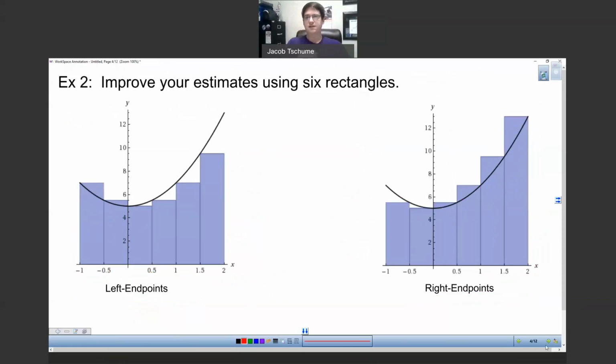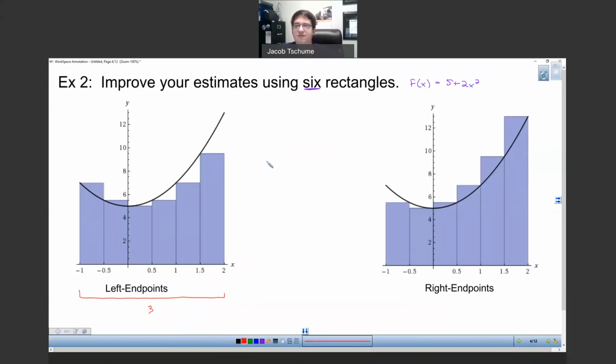So the first thing we're going to do next that maybe improves our estimation is to increase the number of rectangles. If we were to shrink the width of each rectangle, we probably could get a little bit better approximation. So as you can see, this is the exact same function, f of x equals 5 plus 2x squared. The difference this time, though, is I want you to use 6 rectangles. As you can see on this graph on the left, we're still going to go from -1 to 2, which is a length of 3.